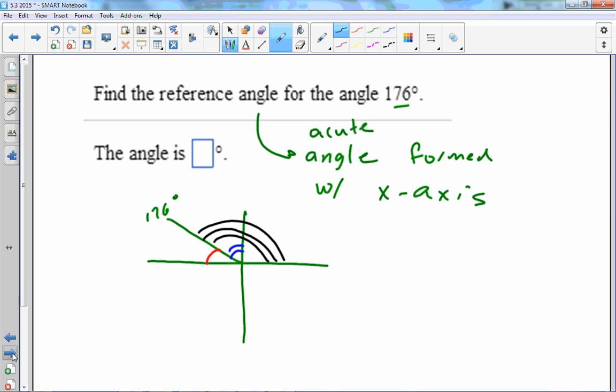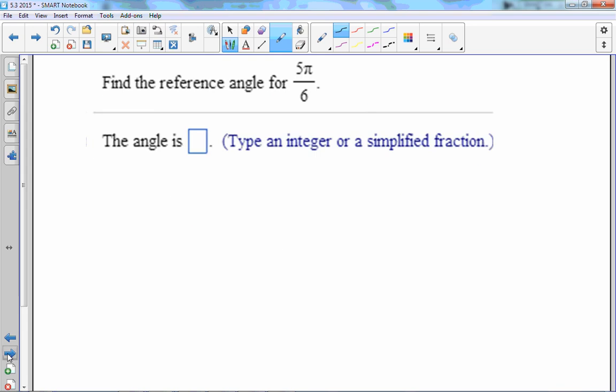That would be an obtuse angle. Okay, so it's got to be the smaller angle. So that's 176, and we know that's 180, then that's got to be 4. Okay, so you can always just draw those out, figure them out. Those are really easy questions.